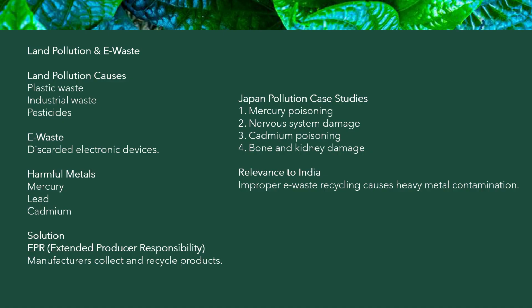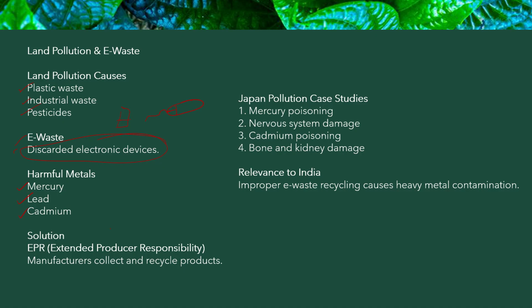Next, land pollution. In land pollution, we have plastic waste, industrial waste, and pesticides. E-waste is also there, that is when you discard your electronic devices like your phone. Now I've mostly seen that people have started discarding their wired mouse. So that is also a type of e-waste. The harmful metals that are present are mercury, lead, and cadmium. We will be seeing some Japan case studies also.